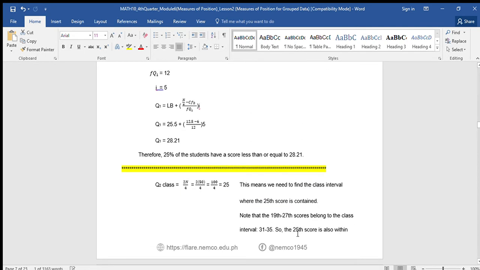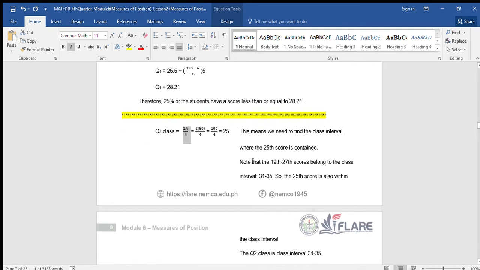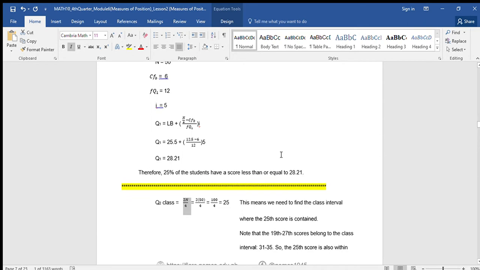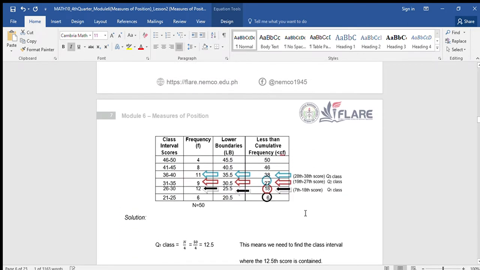Now, if we look for the Q sub 2 class, again, it's the same process, but you will just have to change the value. Your K is now 2, that's why it becomes 2n over 4. And then 2 times 50 over 4, that's 100 over 4, equal to 25. But again, for 25, it's the same process. We look for where 25 belongs in the cumulative frequency.